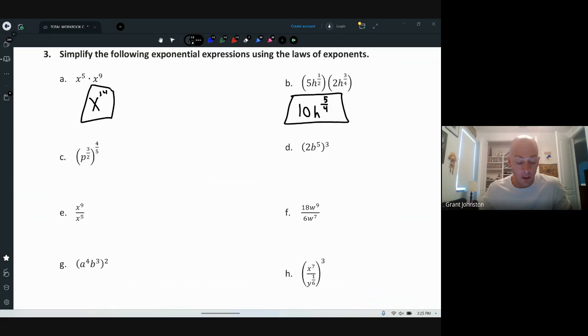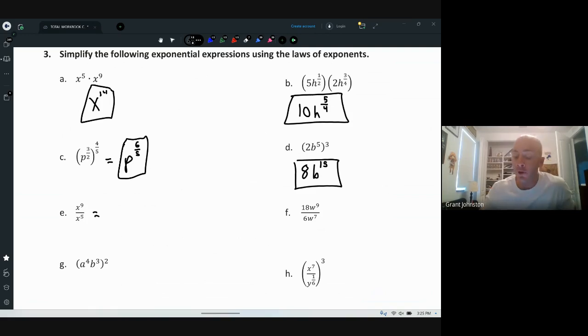On C, when we have a power raised to another power, we multiply the exponents. So we do 3/2 times 4/5, which is 6/5. So this would be p to the power of 6/5. On D, of course, we multiply the exponents, but don't forget we're doing 2 to the 3rd power. 2 to the 3rd power means 2 times 2 times 2, which is 8. And this is going to be b to the 15th, since 5 times 3 is 15.